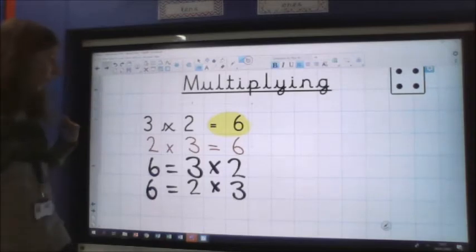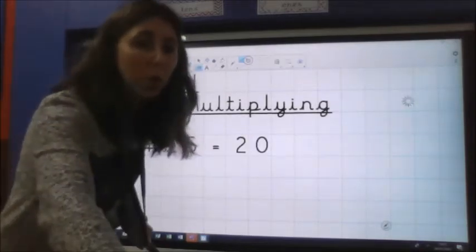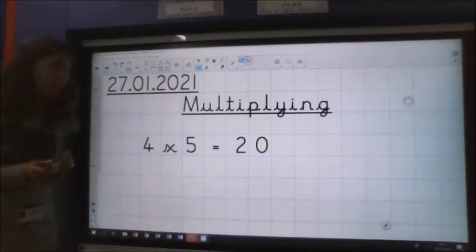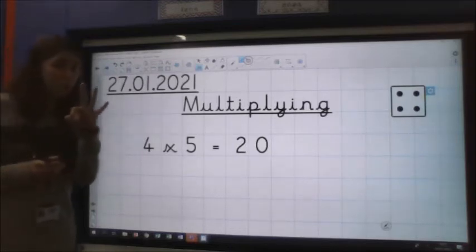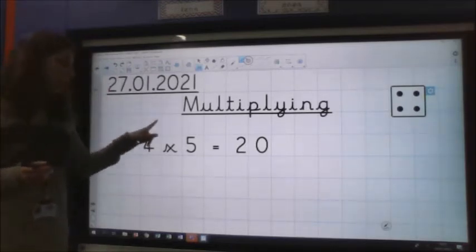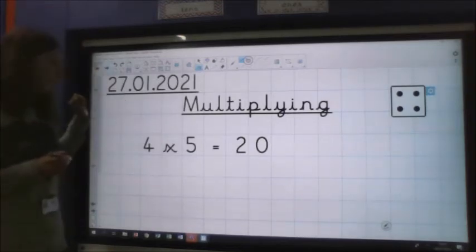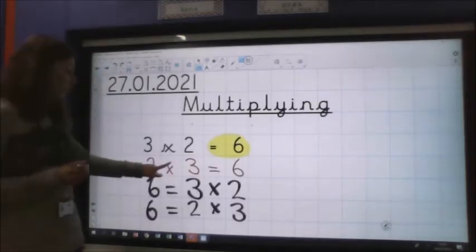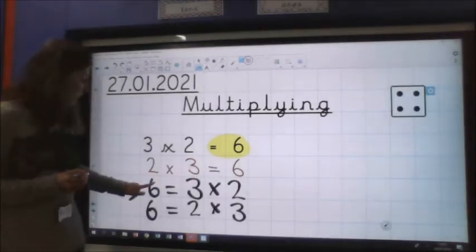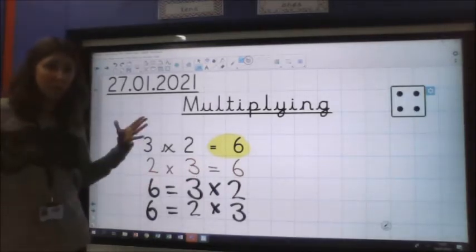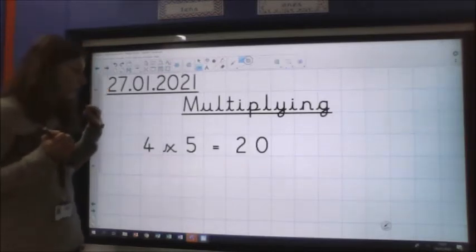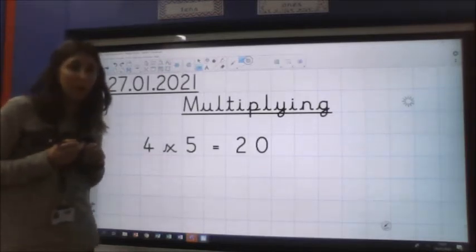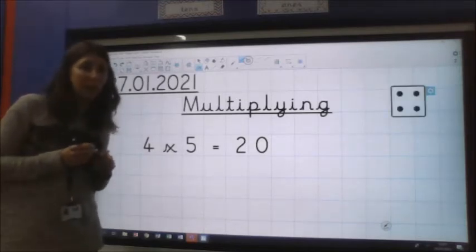Okay, here I've got then 4 times 5 equals 20. I've given you that number sentence. Could you pause the video now and see if you could write me down 3 other number sentences that you also know, just using those facts? So have a little look. We swapped the numbers around, and then we also did 2 where the biggest number, the answer, was at the start. Can you have a go at doing that with 4 times 5 equals 20? Give the video a pause and have a go.